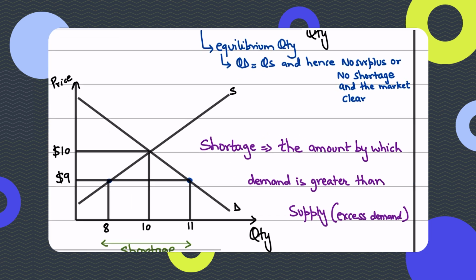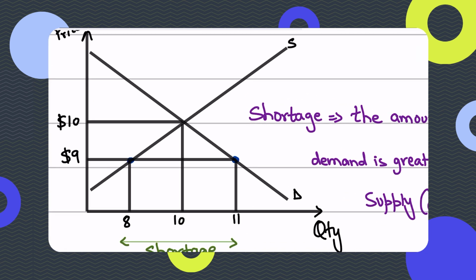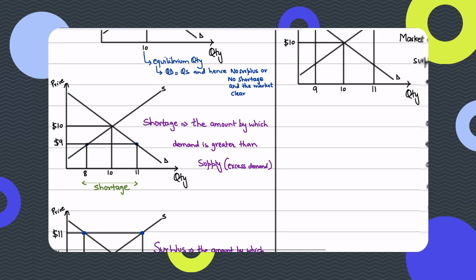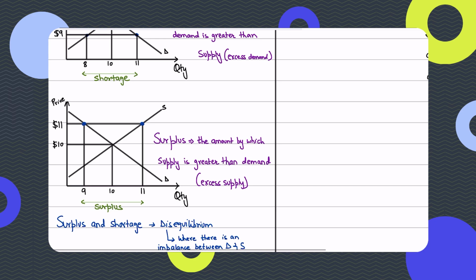So $9, guys, is not the market clearing price. $9 is not at all the equilibrium price, because the market is not cleared at that point, right? So you have a shortage, and a shortage is the amount by which demand is greater than supply, and you have excess demand. Similarly, guys, moving on, we can also represent a surplus on the diagram.